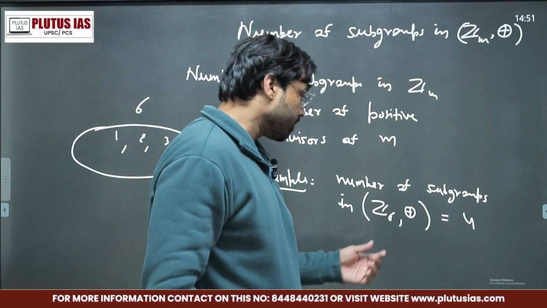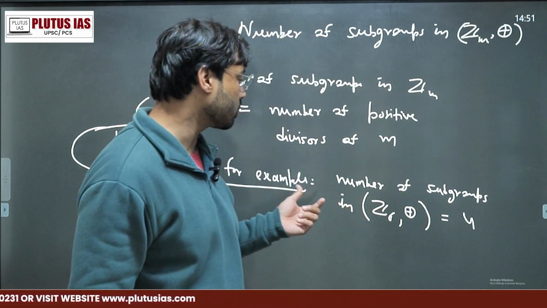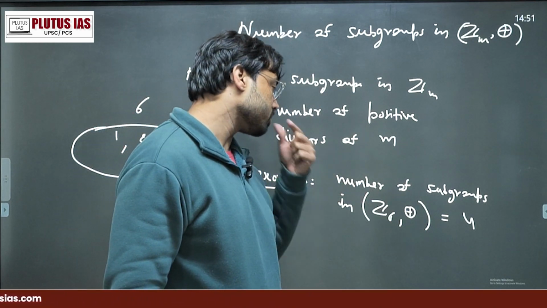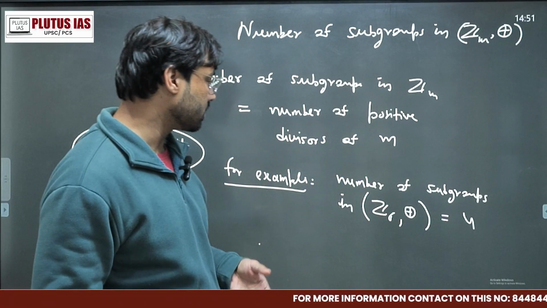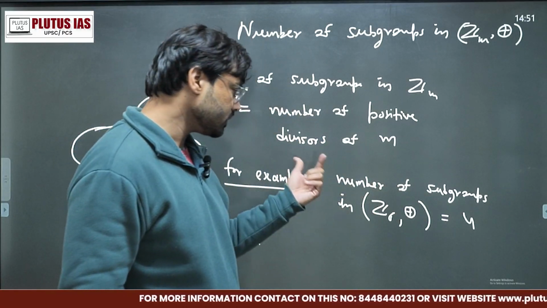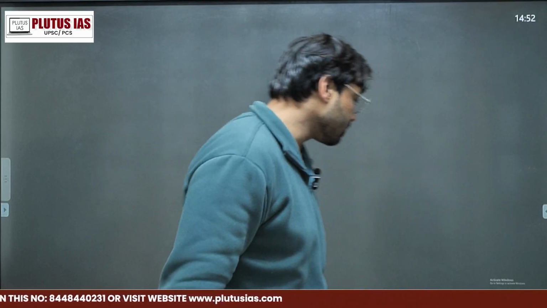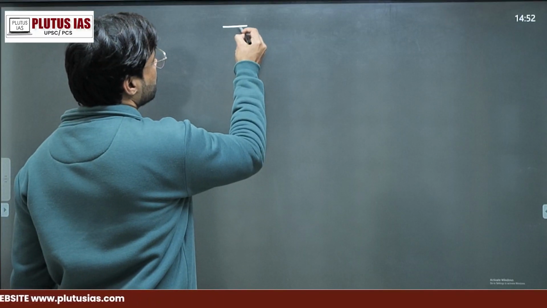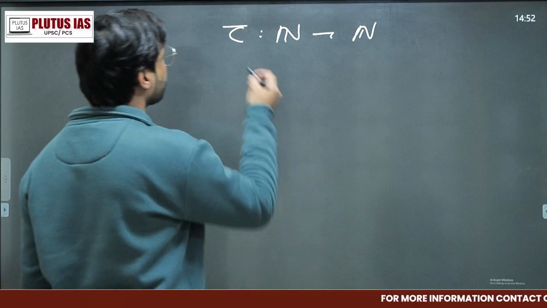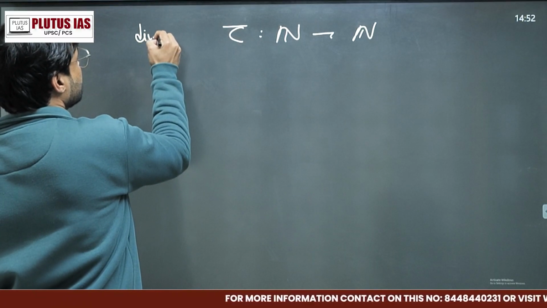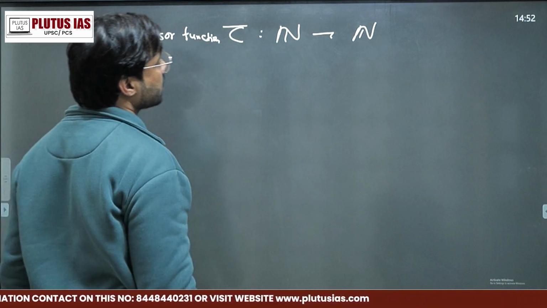But if the number is very big, like 100,000 or maybe 50,000, then how to calculate the number of subgroups? Or you can also say, how to find the number of positive divisors of a number? Then we can decide the number of subgroups in ZM. That is determined by using the divisor function. What is the divisor function? Tau from N to N is called the divisor function.